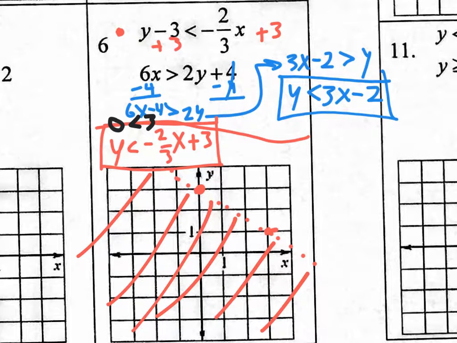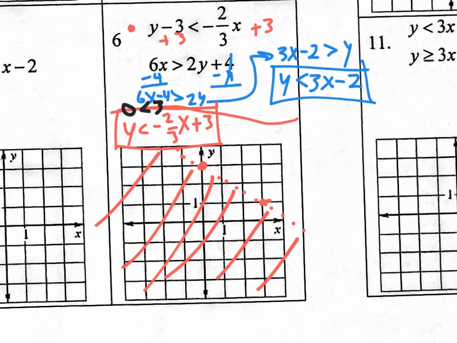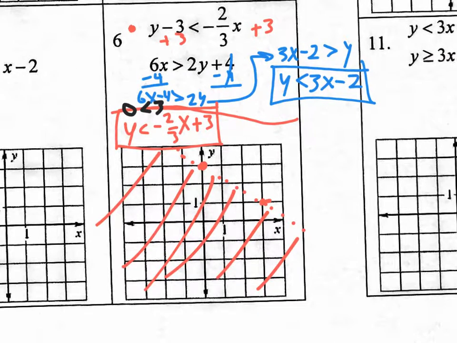Okay, now let's go to the blue. The blue one crosses where? Negative 2. So it crosses at negative 2 down here. And what do I do from that point? You go up 3, 1, 2, 3, over 1. And you could go up 1, 2, 3 again, over 1. Is this going to be a solid or dotted? Also dotted.